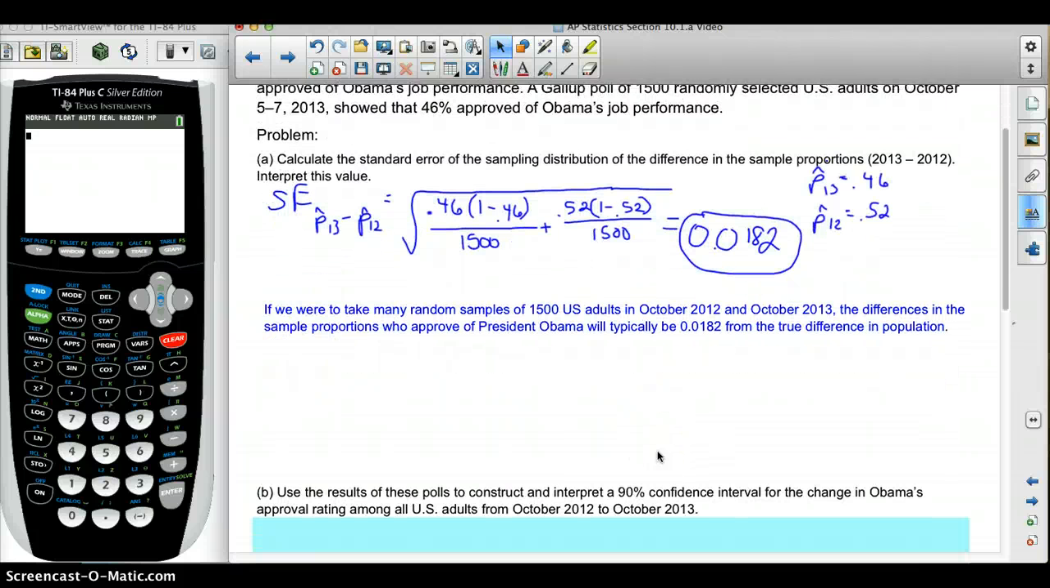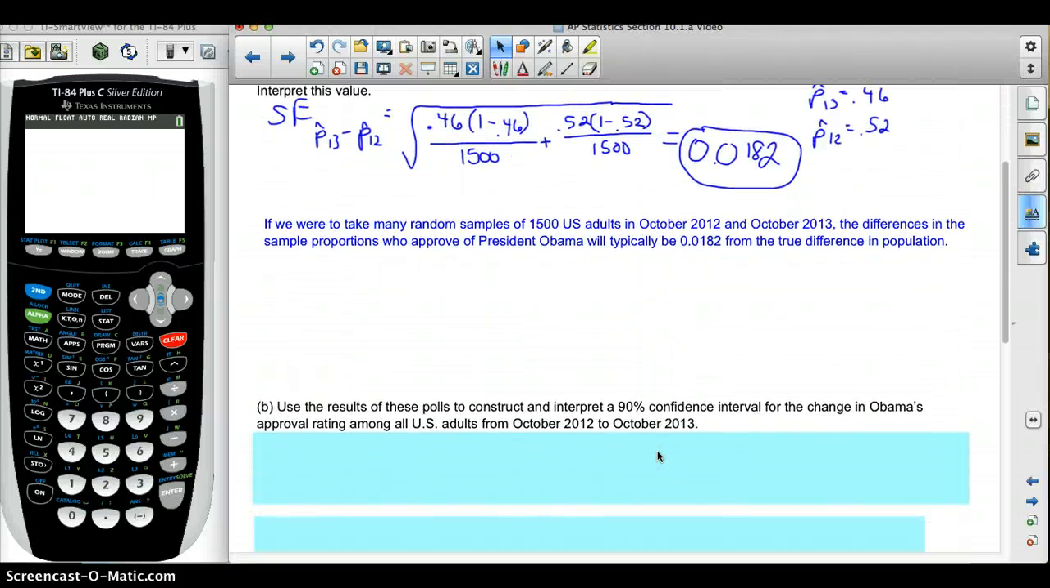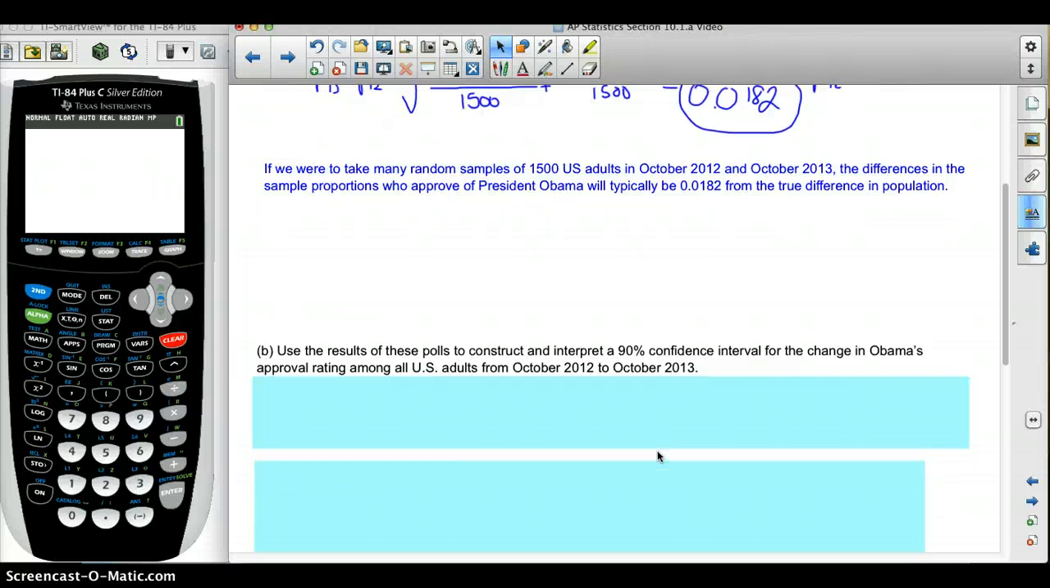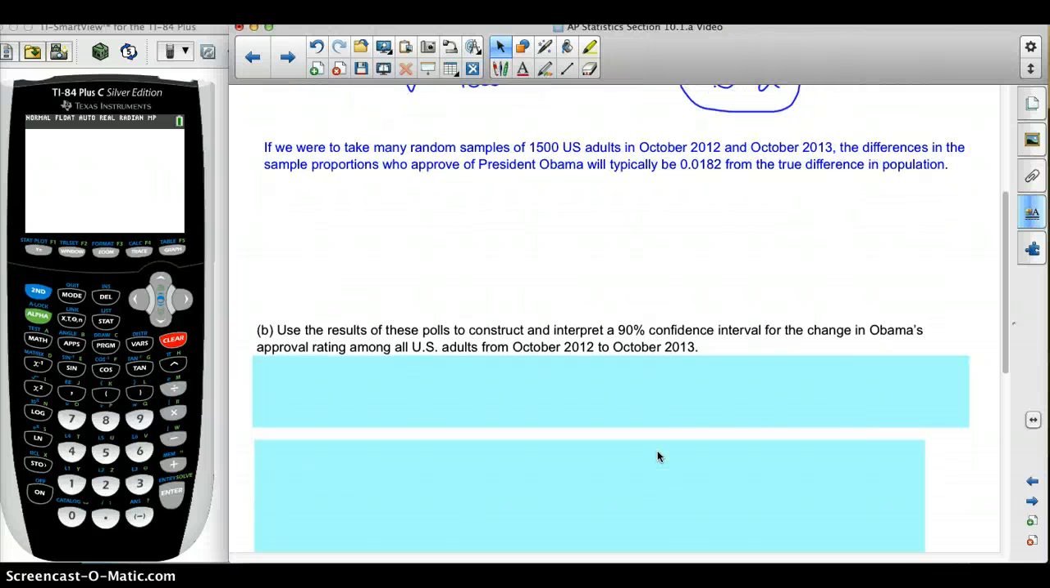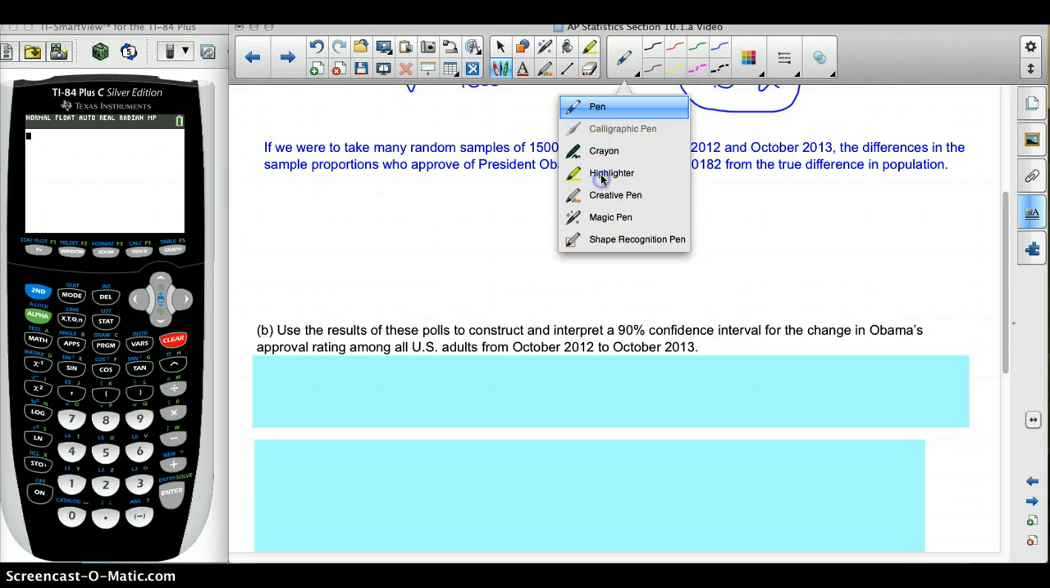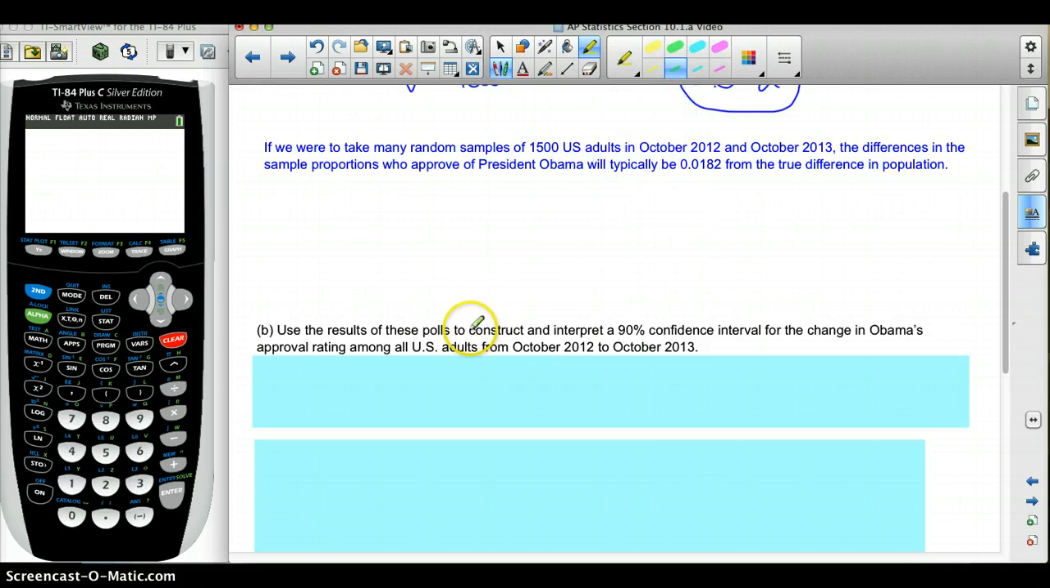Okay. If you are asked to use these results of these polls to construct and interpret a 90% confidence interval, remember it's saying to construct and interpret, so that means that when you see those words, you want to use the four-step process.